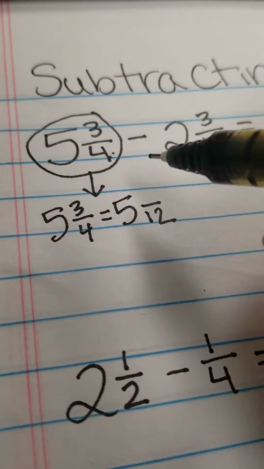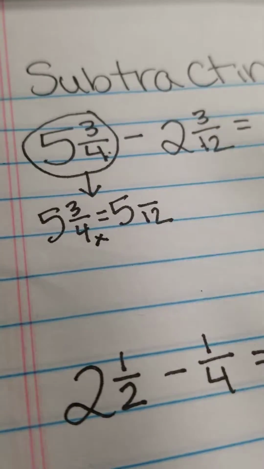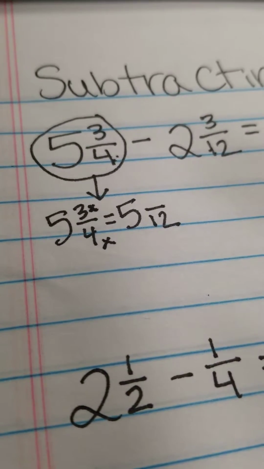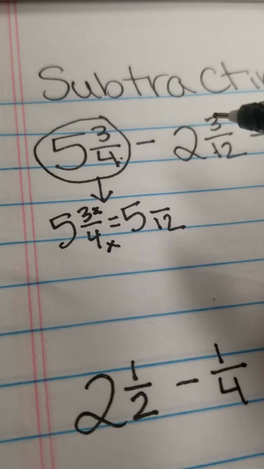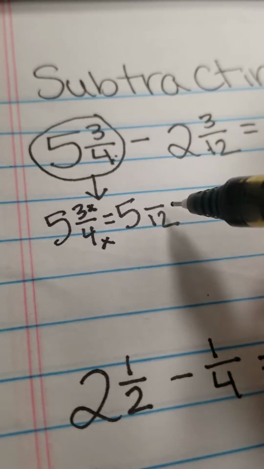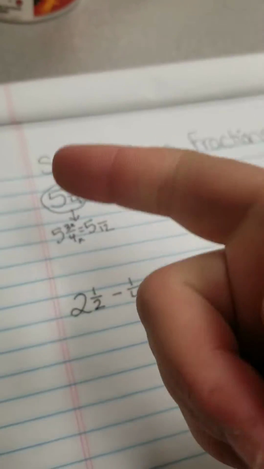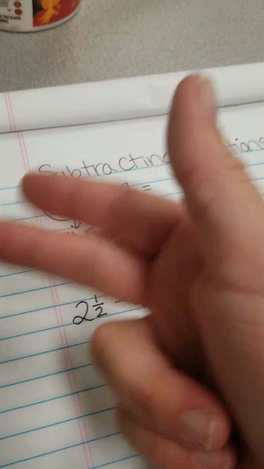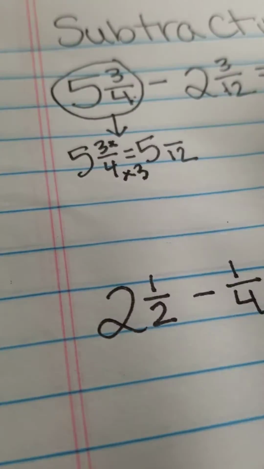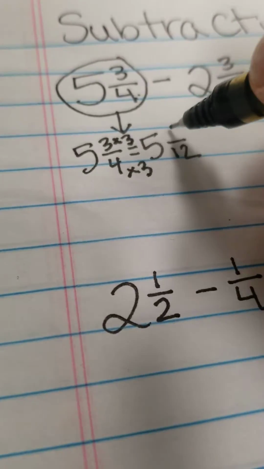So then I think to myself, what can I multiply 4 by to get 12? Because I know that if I multiply the numerator and denominator by the same number, it's going to be equal. So I've got to figure out what that number is. 4 times what gives me 12? Well, let's see, count by 4s: 4, 8, 12. Okay, so 4 times 3 is 12. To make it equal, that means I also have to multiply the top by 3. 3 times 3 is 9.